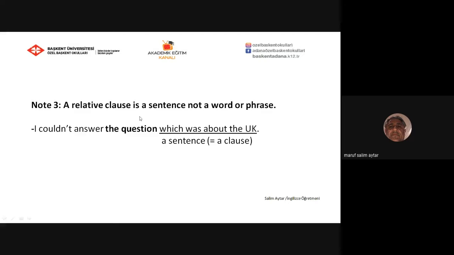A relative clause is a sentence. It is not a word or phrase. It is a sentence like this. I couldn't answer the question, which was about the UK.